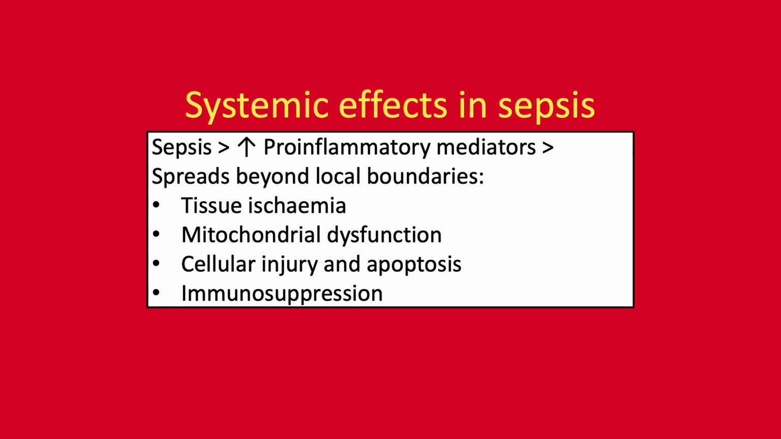The systemic response in sepsis is due to multiple factors, moving beyond the local boundary to a more systemic response. The systemic effects of sepsis relate to, firstly, tissue ischemia, relating to abnormal metabolic regulation. Secondly, cell injury and mitochondrial dysfunction, which can result in apoptosis. And finally, excess inflammation can result in induction of immunosuppression.